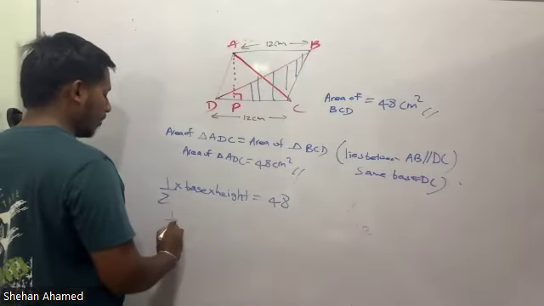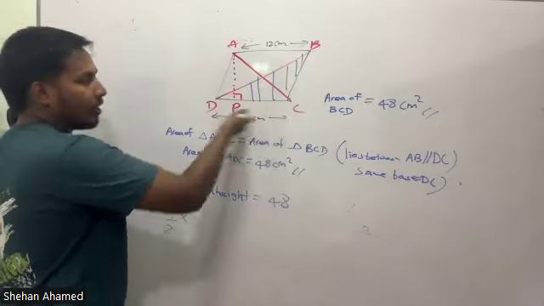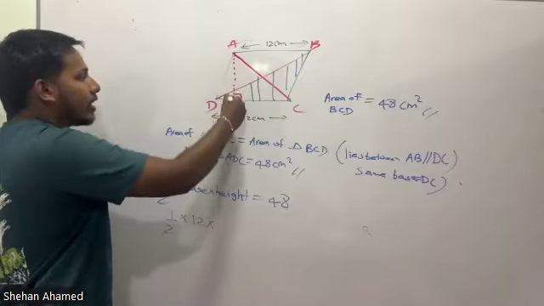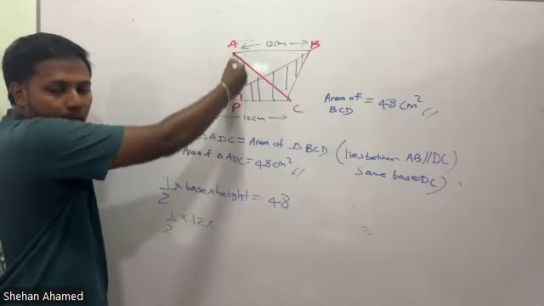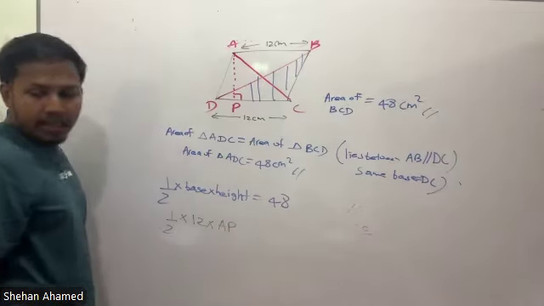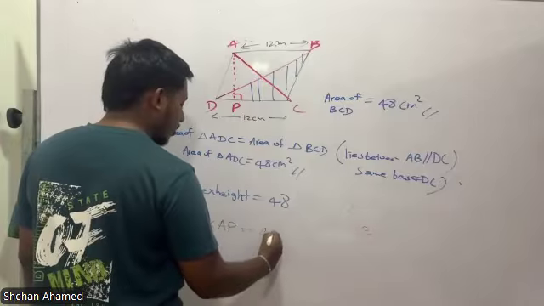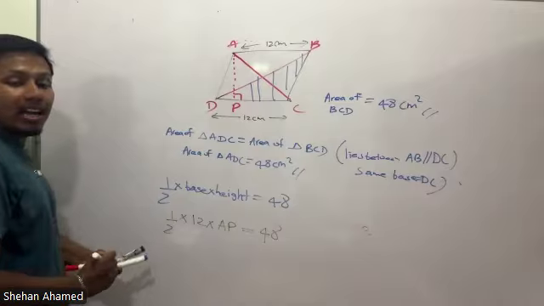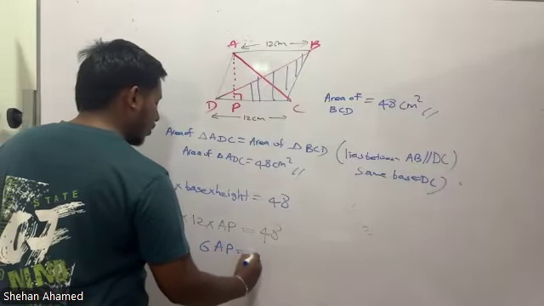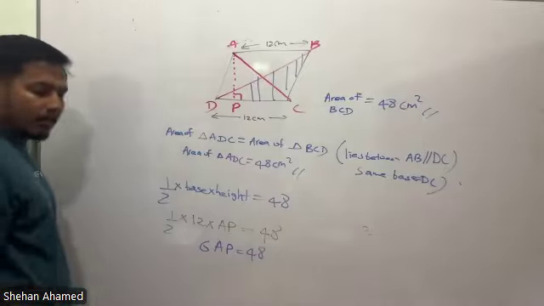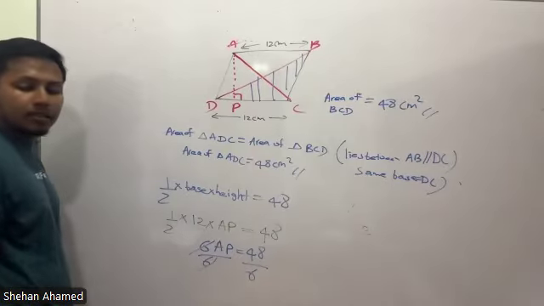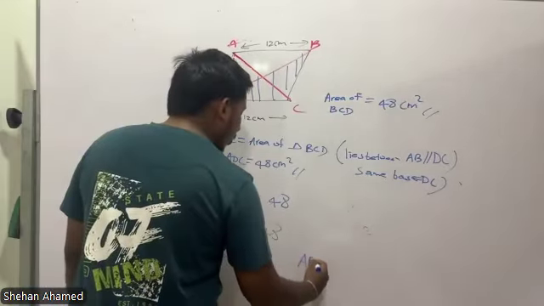Now half into base, which is BC, I'm going to write it as 12. And the height, which is AP, should be a perpendicular height. I don't know that, so I put it as AP, which is equal to 48. 12 divided by 2, the answer is 6. So 6 AP is equal to 48. Then divide by 6 both sides. 6 and 6 cancel. AP is equal to 48 divided by 6.